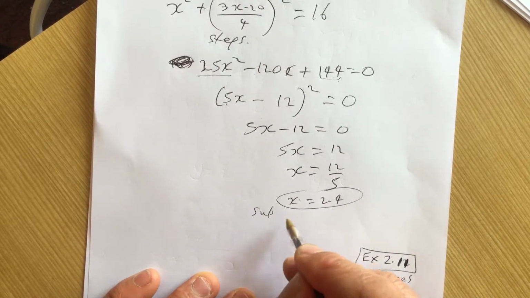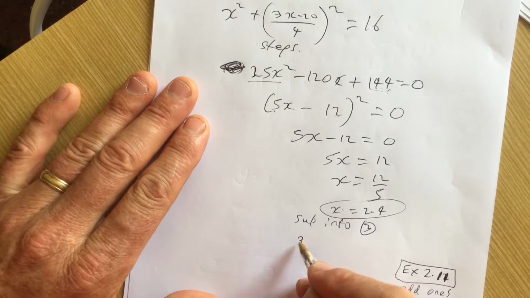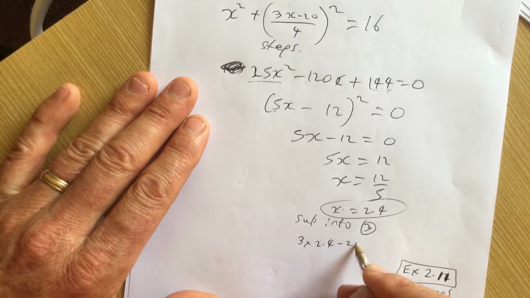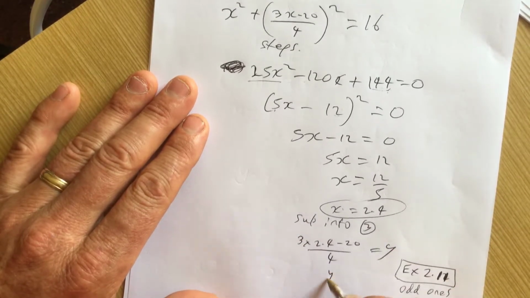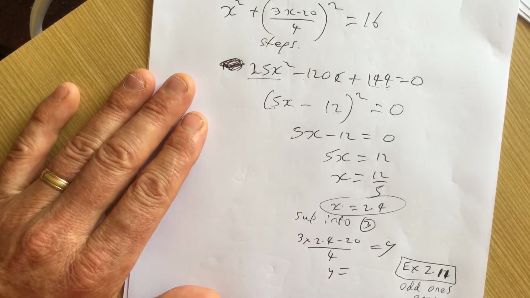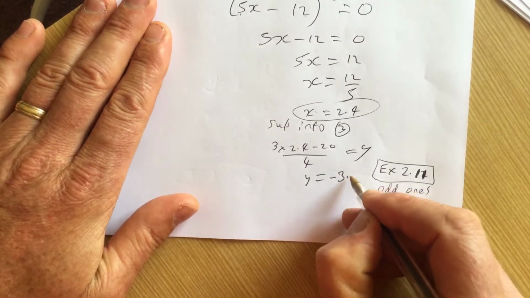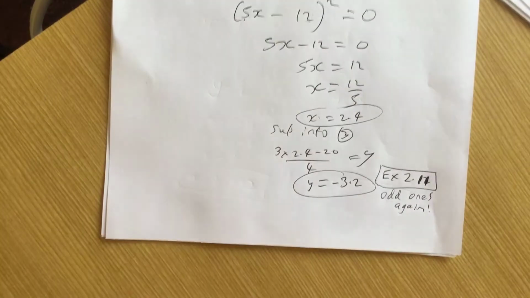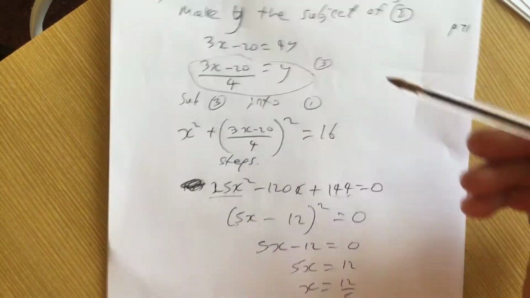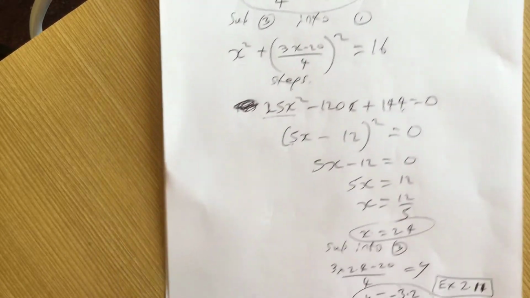So now you've got to sub that into equation 3 to get the value of x. No, to get the value of y. So you get 3 times 2.4 minus 20 over 4 to get what y is in one go. And I'm just trusting Margie from the textbook, the author, minus 3.2. So we've got an answer for x and y. Now you should sub them in to check that it works for this and works for this. We'll just take her word for it.